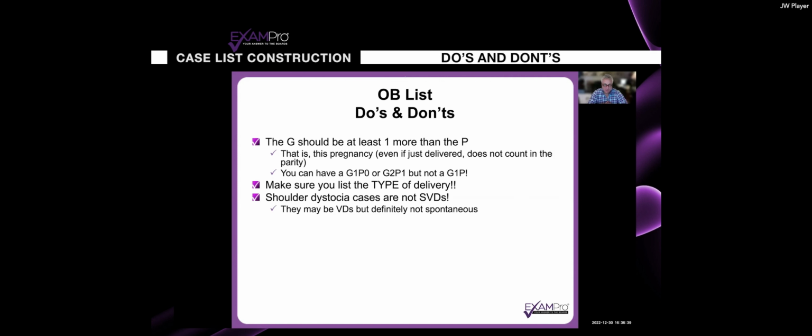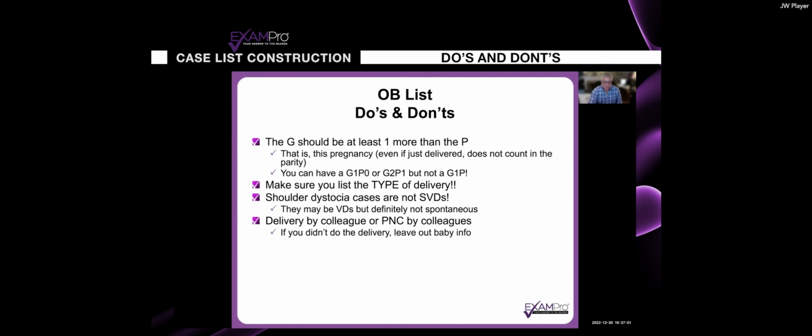For any shoulder dystocia cases, they are not spontaneous vaginal deliveries. I'm sure we've all done shoulder dystocia patients, and we know that the delivery is anything but spontaneous. So I would just list it as a VD or vaginal delivery. And then usually you're going to have to add shoulder dystocia maneuvers.